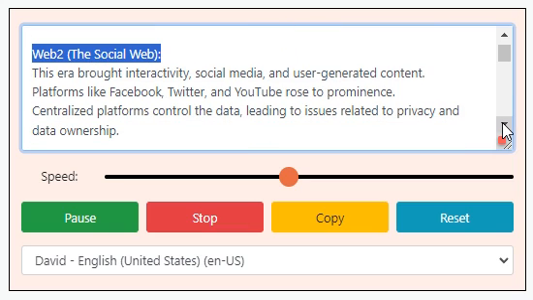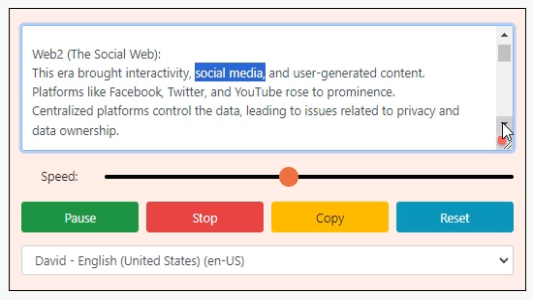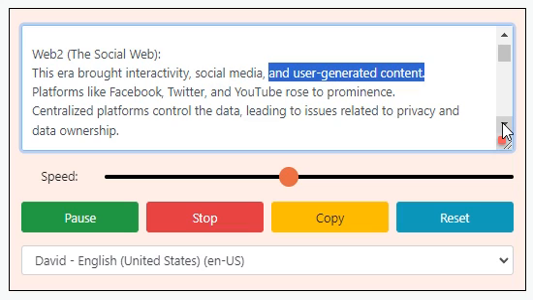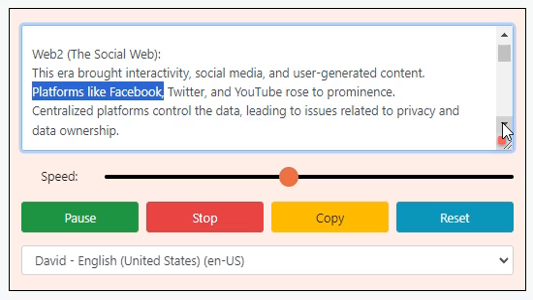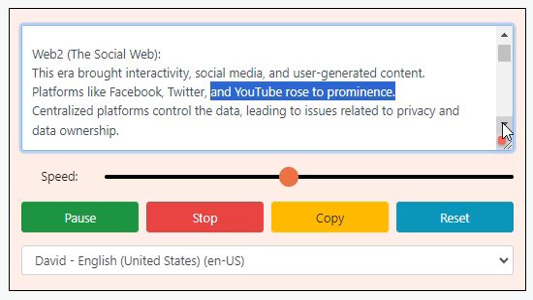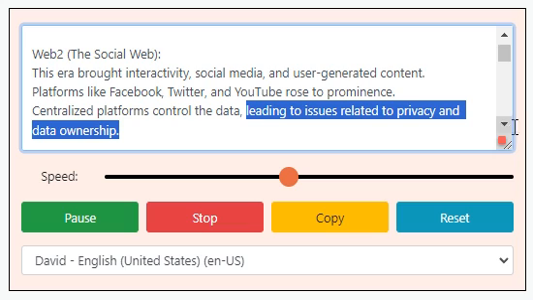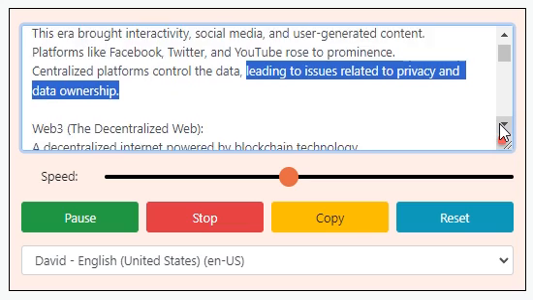Web 2, the social web. This era brought interactivity, social media, and user-generated content. Platforms like Facebook, Twitter, and YouTube rose to prominence. Centralized platforms control the data, leading to issues related to privacy and data ownership.